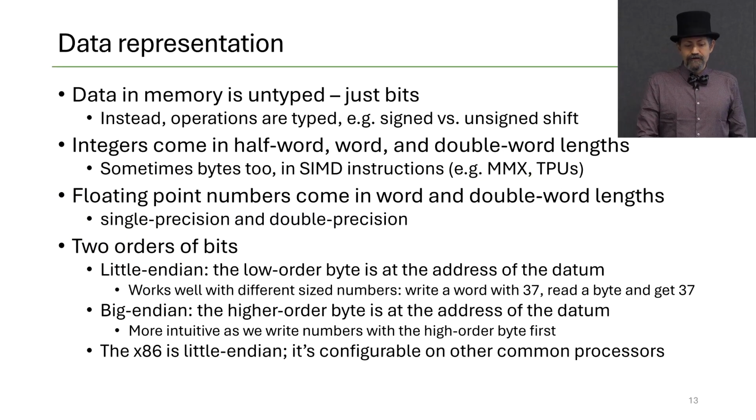Data represented in memory is untyped. It's just bits. So when we operate on that data, we have to specify the type as part of the operation. For example, a signed shift and an unsigned shift might be different.